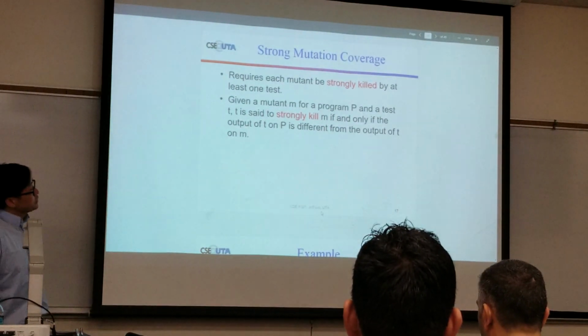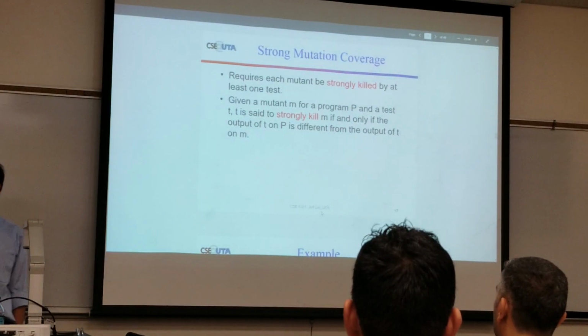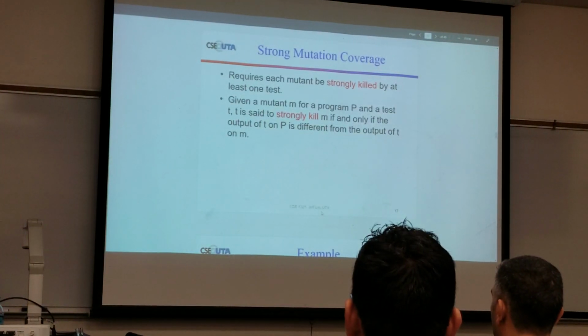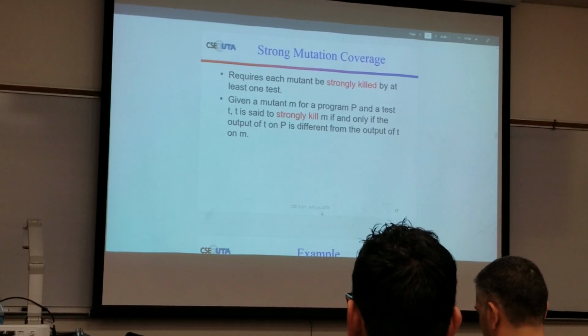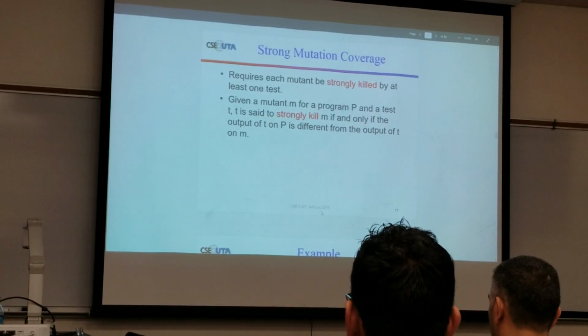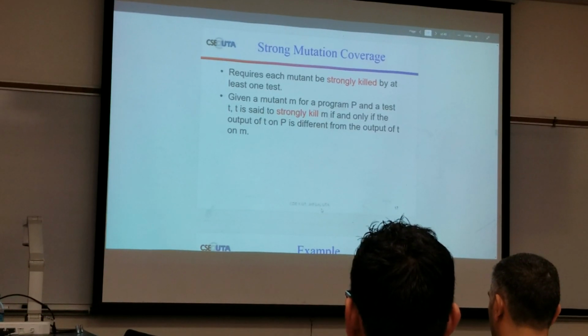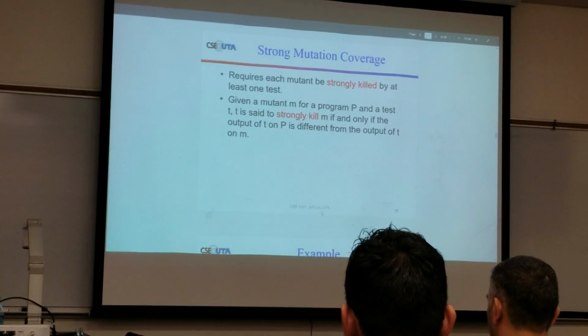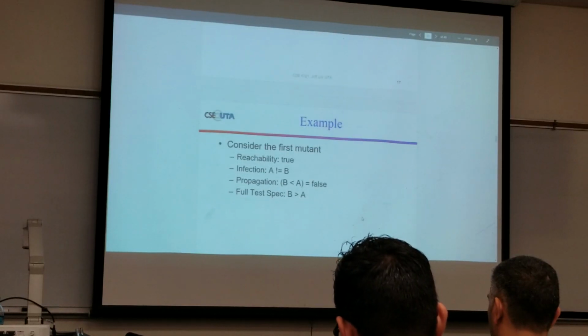Strong mutation coverage requires each mutant be strongly killed by at least one test. When we say strongly kill, the test case strongly kills the mutant if and only if the output of the mutant is different from the output of the original. So that's probably what we mean when we say a test case kills the mutant by default.